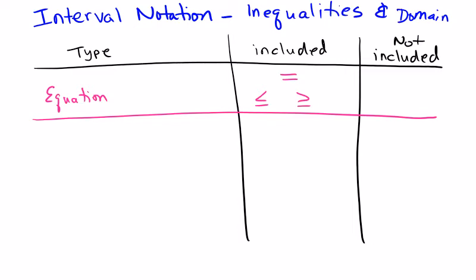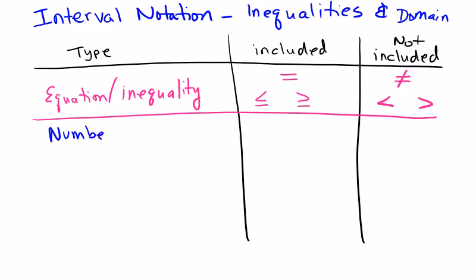In an equation, when we're not including the value, it would be not equal to. Or for the inequality version of it, it would be strictly less than or strictly greater than. Then we have things on a number line.